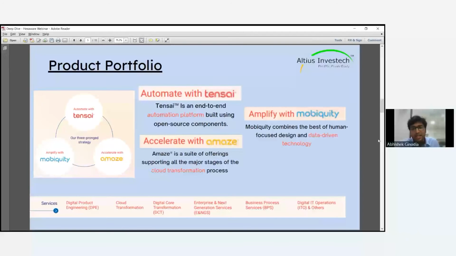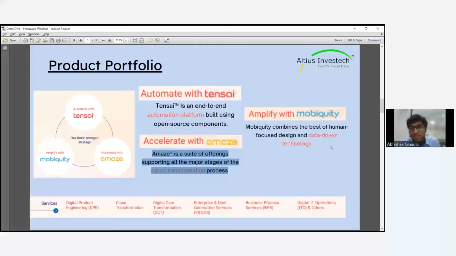Second is accelerate with Amaze. Amaze is their entire suite of Hexaware, which allows companies to transform from a physical warehouse to a physical data storage software solutions to a completely cloud-based offerings. So Amaze helps companies transition from storing their data, managing servers, to completely moving everything on the cloud and be able to extend those services to your clients and to your internal customers.